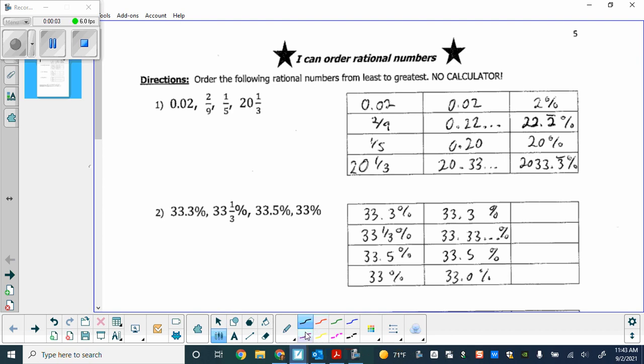Hey there, welcome to the video where we are focusing on how we can order our rational numbers. So friendly reminder that when we're talking about rational numbers, we are literally just talking about fractions. We've got decimals and percents.